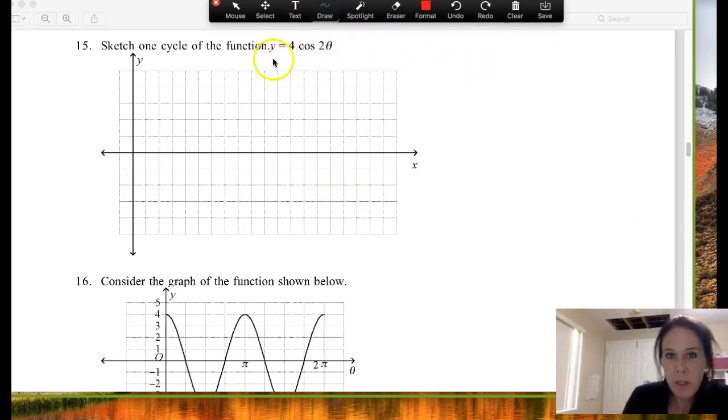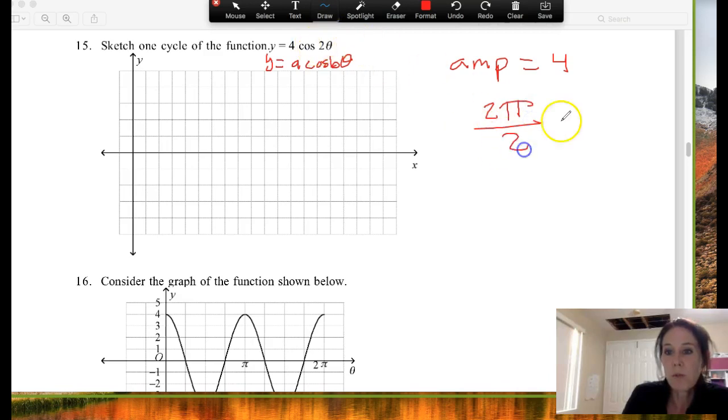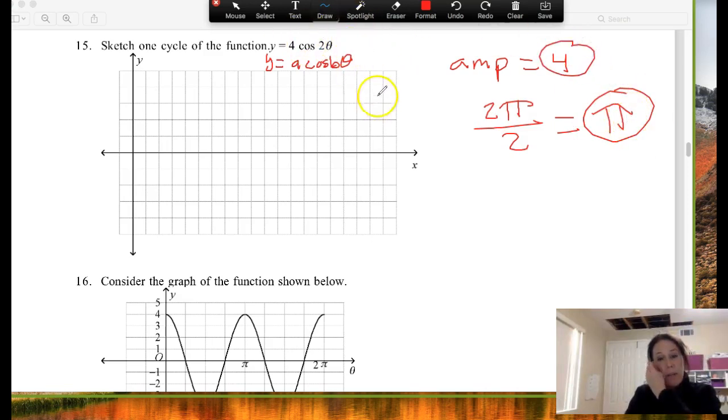Okay, so our amplitude, remember, y equals a cosine b theta. A is our amplitude, B determines our period, the number of cycles between 0 and 2 pi. There's 2 of them, so my period is going to be pi. So let's look. Our amplitude is 4. So I'm going to go up to 4, down to 4. And then our period will be 2 pi divided by B. Now our B value is 2. So 2 pi divided by 2 is pi. So I get 1 full cycle in pi instead of 2 pi. Now I didn't shift left or right or up or down, so that's good. And I didn't reflect, so that's good.